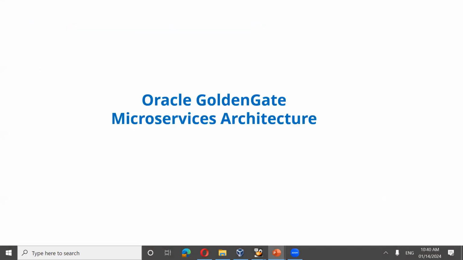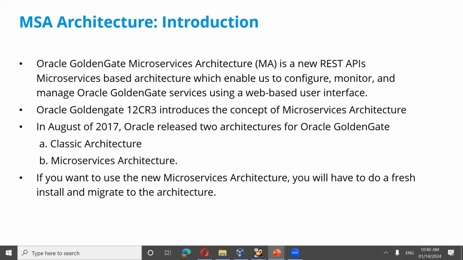Now let us discuss Oracle Goldengate microservices architecture. Microservices architecture is available from Goldengate version 12.3 onwards. It is GUI based, and it allows for better integration with cloud applications. Microservices architecture is a REST API based architecture, which enables us to configure, monitor, and manage Oracle Goldengate services using a web-based UI.